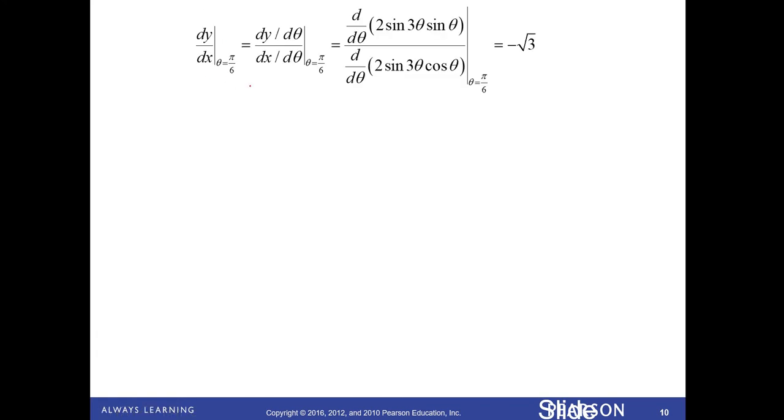So here we are. dy dx is dy d theta over dx d theta, which is d d theta of y over d d theta of x. We did all that work a minute ago. And what I get when I evaluate at pi over 6 is root 3 over negative 1, which is negative root 3. So that's the slope of the rose petal that was defined on the last slide.